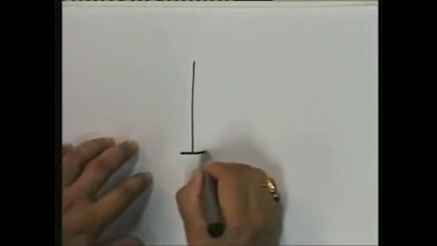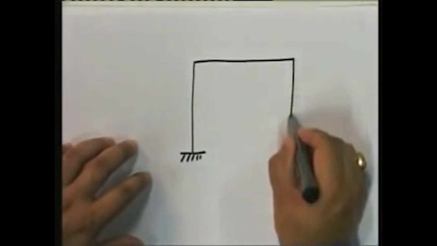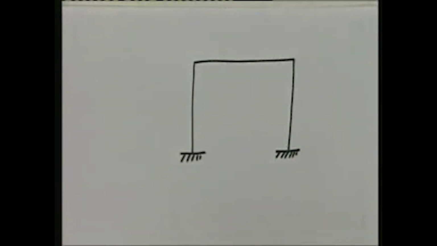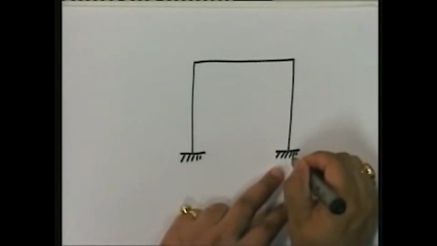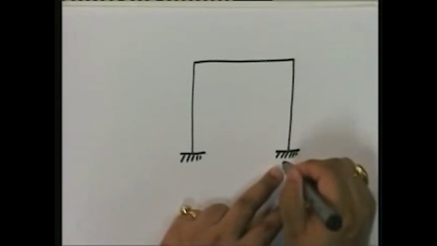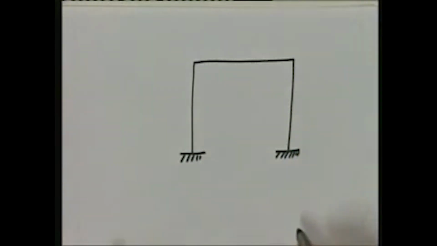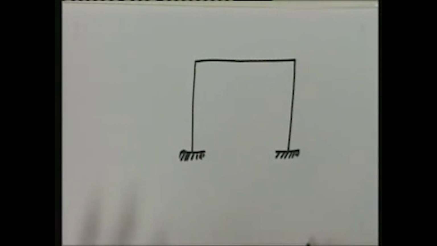Let's look at, again, the single story, single bay plane frame. Now, instead of having a hinge and a roller support, I'm going to fix it. This, in reality, is the most common single bay, single story plane frame, and it's fixed at the foundations. This is the most standard thing. So let's look at this.